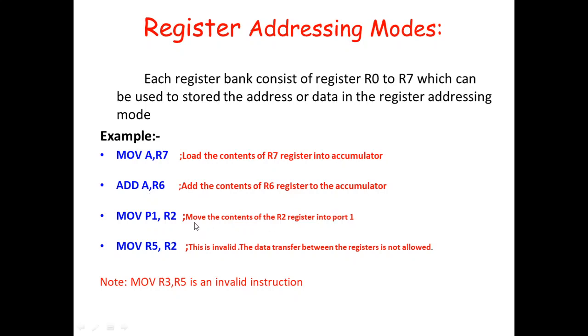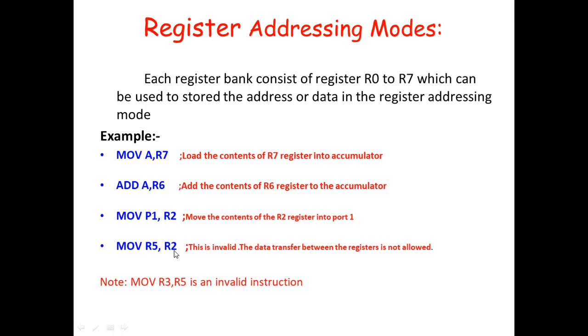Now the next problem statement, I want to move the content of R2 into port 1. I want to pass data from R2 to port 1, and that's why I am writing the instruction MOV P1, R2. Then next, suppose this instruction, that is transferring data from one register to another, is not possible. Suppose you are writing the instruction MOV R5, R2.